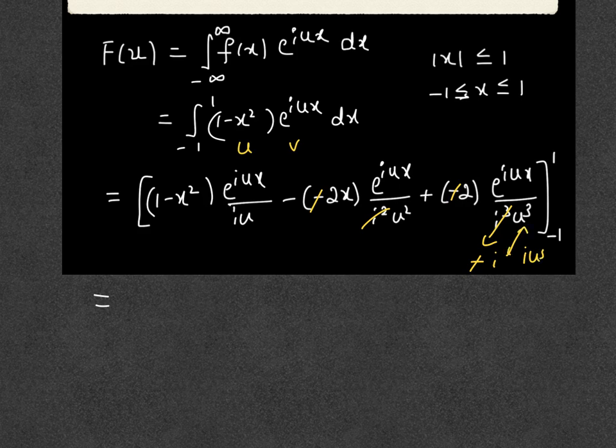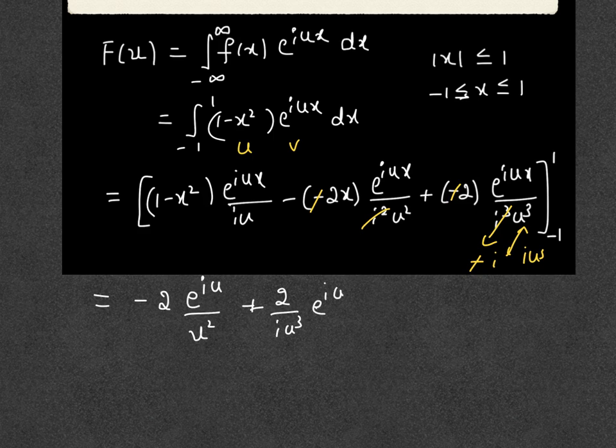So we write the result. It is applying upper limit minus 2 e power iu by u square. Applying upper limit to the second term. Next we have plus 2 by iu cube e power iu.